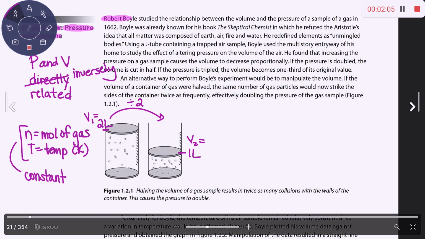So that means since the volume is going down by 1/2, the pressure should go up by 2. So let's say this initial pressure is 1 atmosphere. That means this final pressure should be 2 atmospheres because going from here to here, it should double. Okay, so that's the relationship when things are inversely related. If I had tripled the volume, that means I would have decreased the pressure by 1/3. You get the idea, okay?